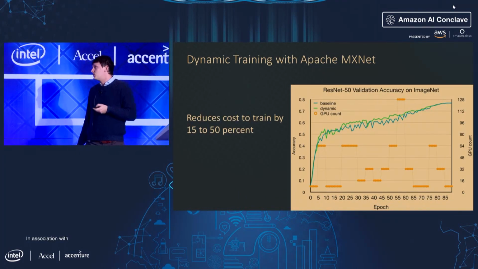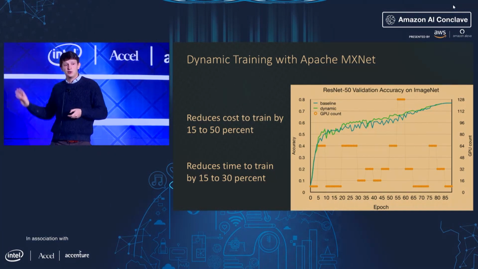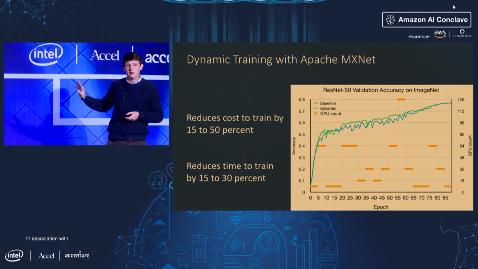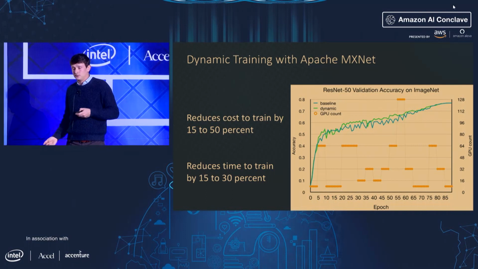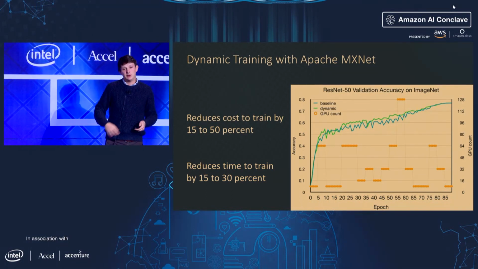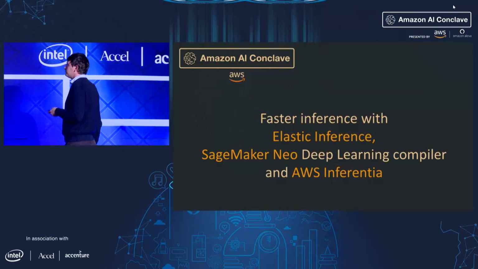And it can reduce cost to train by 15 to 50% and time to train by 15 to 30%. So that's just the beginning. We literally just released that a few weeks ago, and it's only going to get better. And very soon, we're going to integrate with spot instances as well. So if it makes sense for you below a certain cost threshold, then you can add the spot instances to your training, and then they get removed if it becomes too expensive.